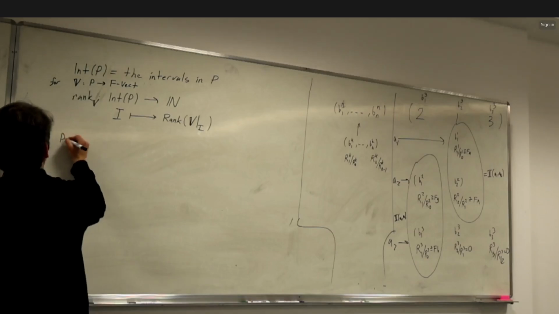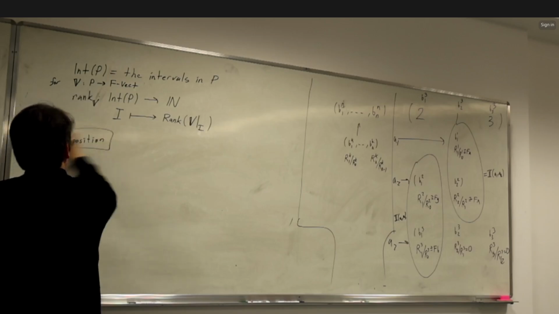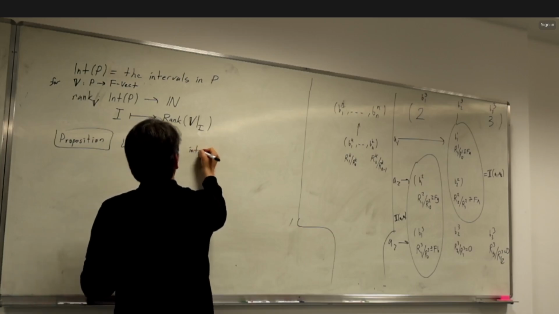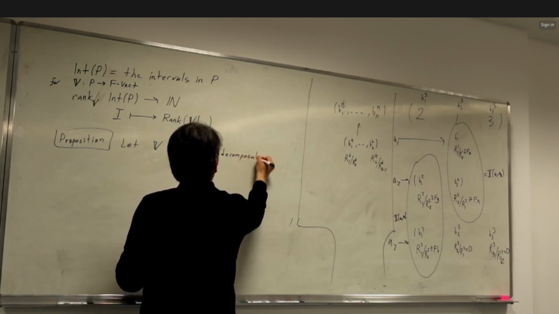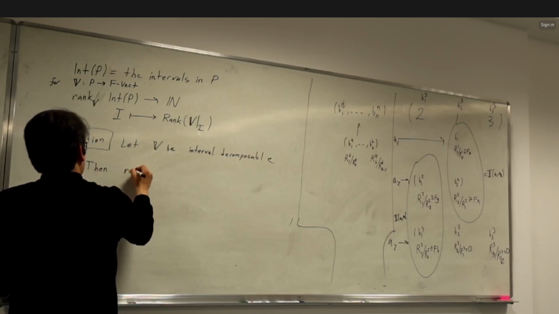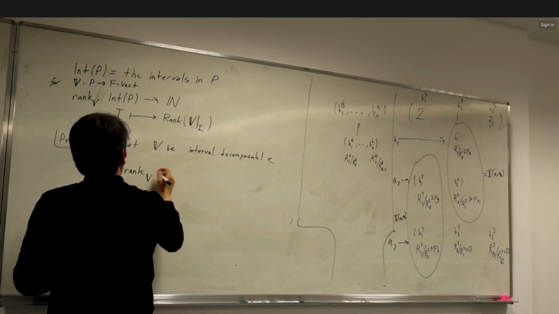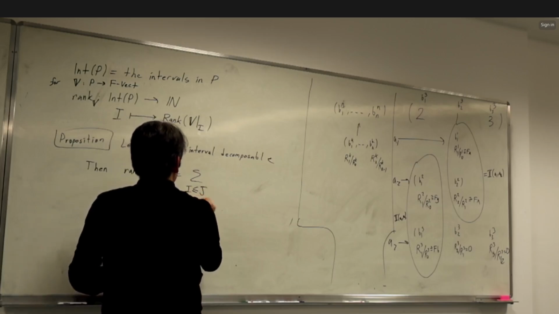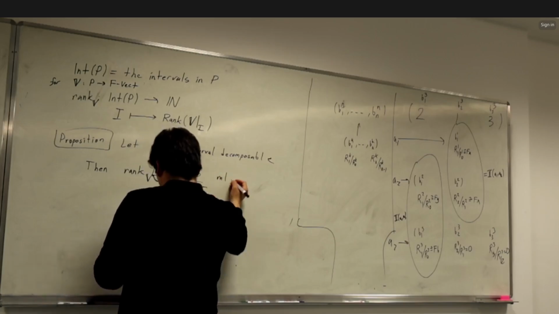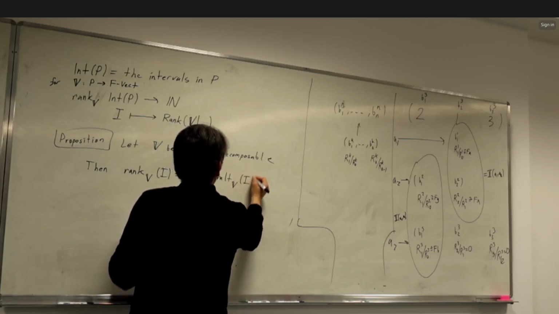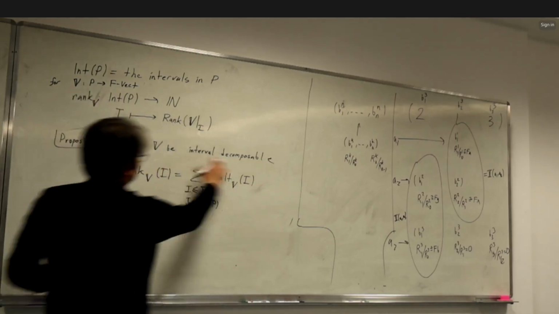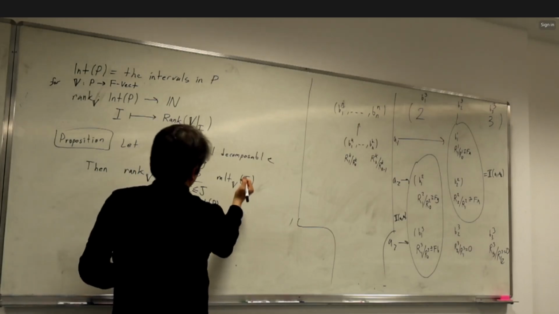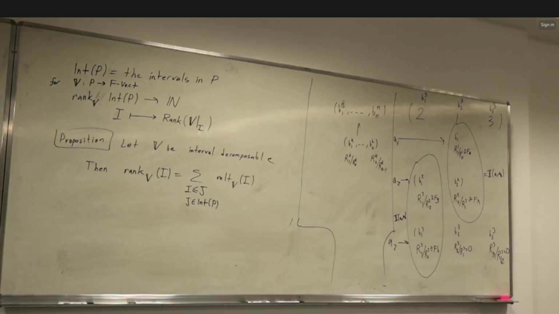Okay, now a proposition is: let V be interval decomposable, then the rank of I is equal to the summation over all intervals J that contain I of the multiplicities of this interval J in V. So since it's interval decomposable, each interval has a multiplicity in the decomposition, the number of such intervals is determined by the Krull-Schmidt theorem, and it's unique.